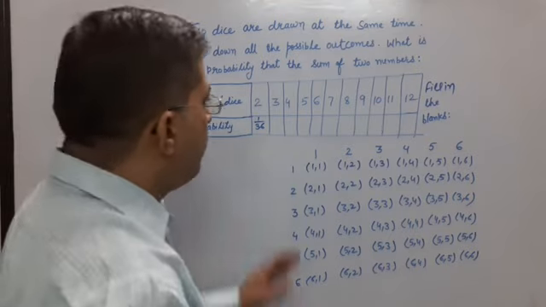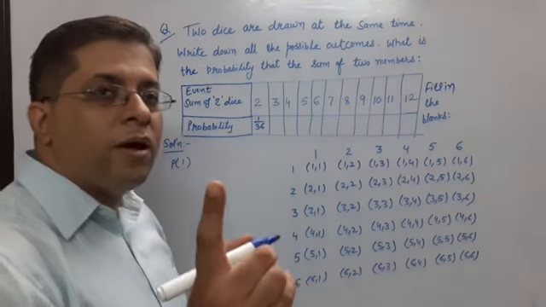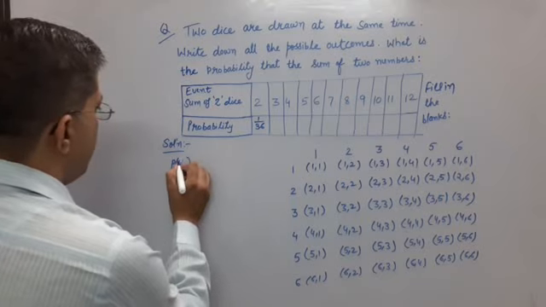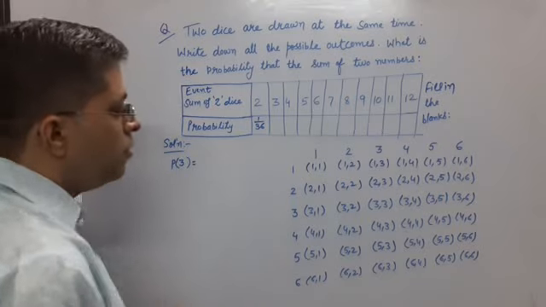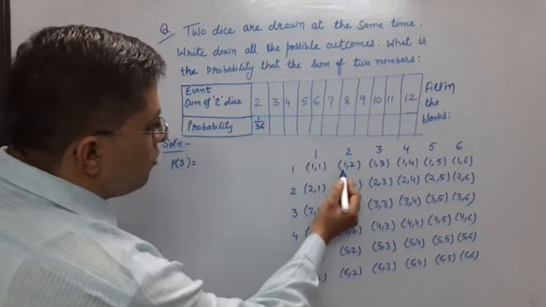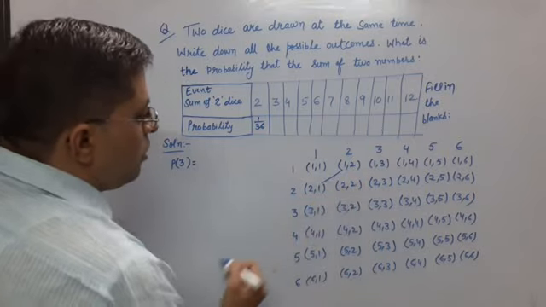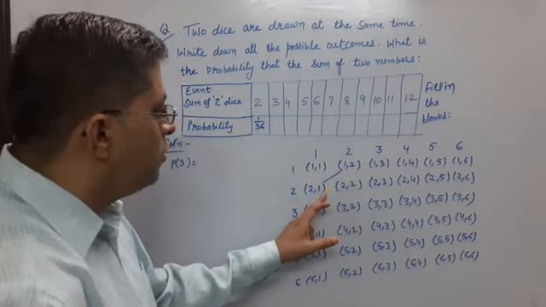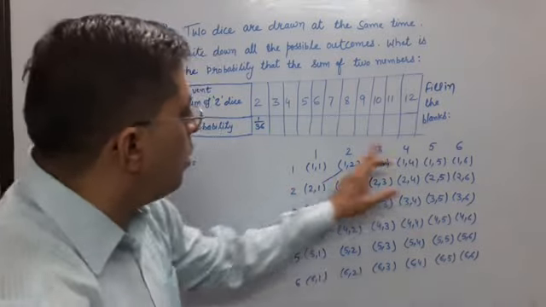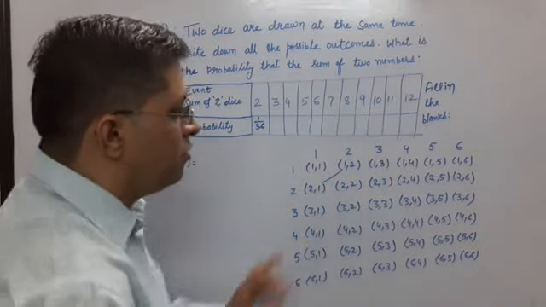Okay, now I have to fill in the blanks. When will the sum become 3? How many times is 3 coming? See, 2 plus 1 is 3, and 1 plus 2 is 3. Two times. And the total number of outcomes is 36.